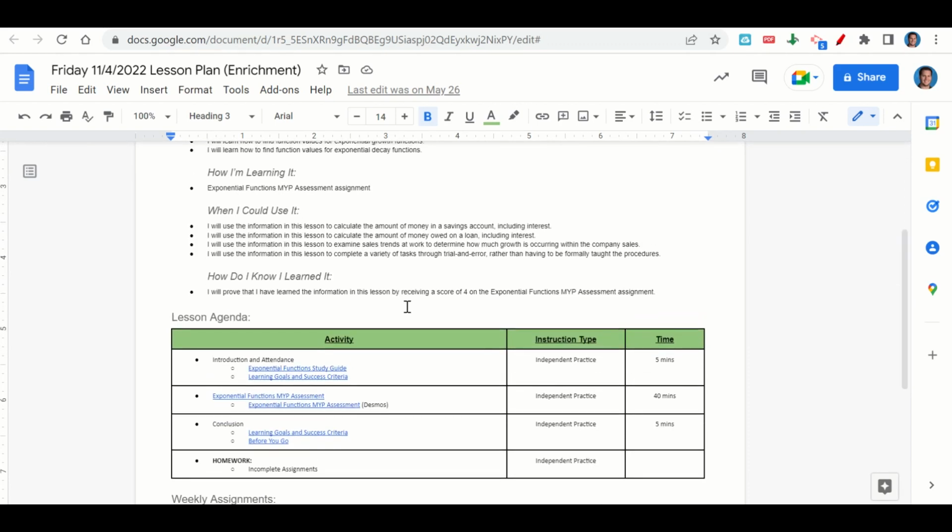Now let's take a look at our agenda for today. We will begin our lesson by going over the learning goals and success criteria. While we do that, you'll submit your exponential functions study guide. After that, I'll give you time to complete the Exponential Functions MYP assessment on Desmos. At the end of class, we'll go back over our learning goals and success criteria while you fill out your Before You Go. Your only homework for tonight is to work on any incomplete assignments that you may have.